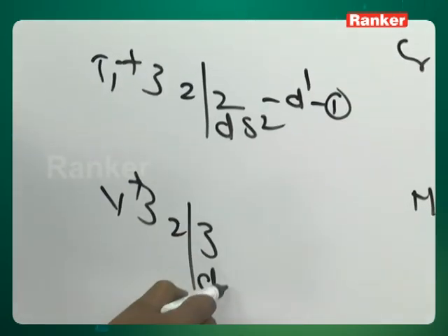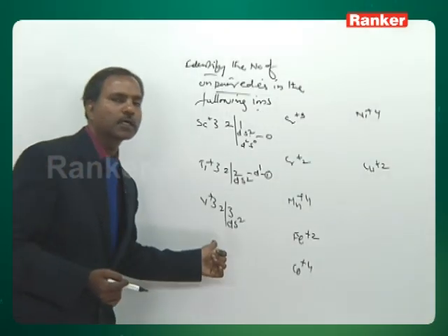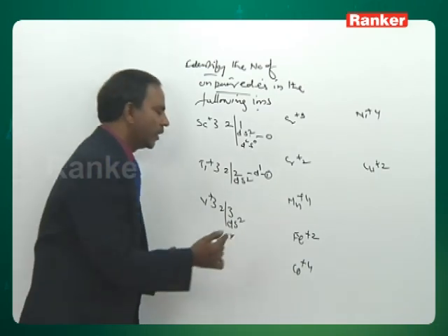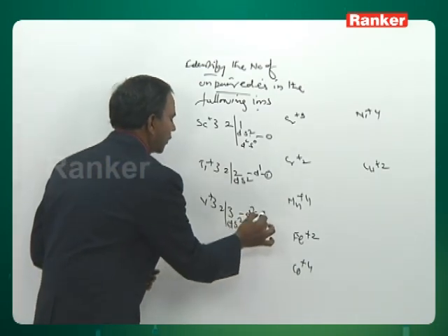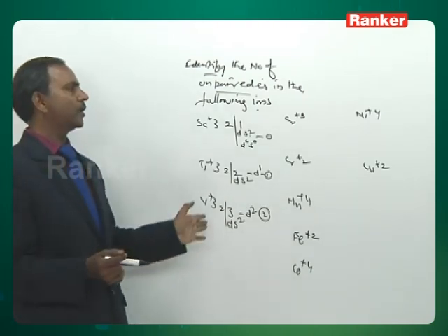23. Put a line, second digit is what? Configuration D3S2. How many electrons lost from here? 3. What is remaining to you? Then it is D2. How many unpaired electrons? 2. Like this, you can easily calculate.